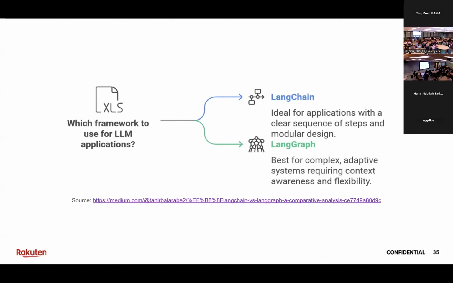And so actually for agents, LangGraph is better for that. If you want to manage multi-agents, for instance, LangChain is mostly ideal if you want to do chaining, a clear sequence of steps, and modular design. But for agents and multi-agents, I think LangGraph will be better. And my colleague Daniel will have his presentation on LangGraph after this. So really excited for that.